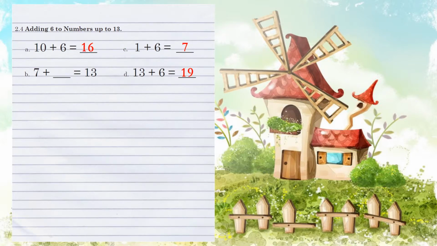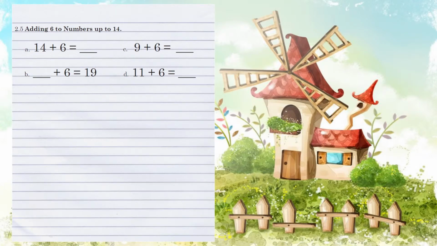Let's look at example B. 7 plus what number equals 13? Again, we have a situation where we need to count until we get to 13. So we started with 7 as our number, 8, 9, 10, 11, 12, 13 means that we have added 6 to get there.